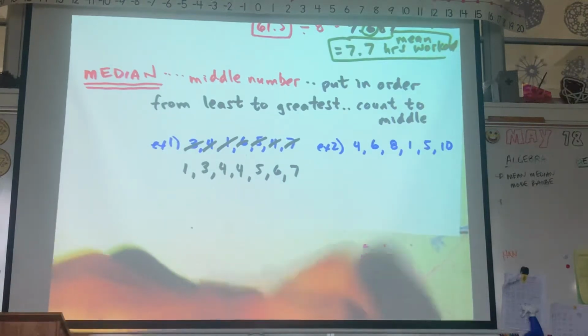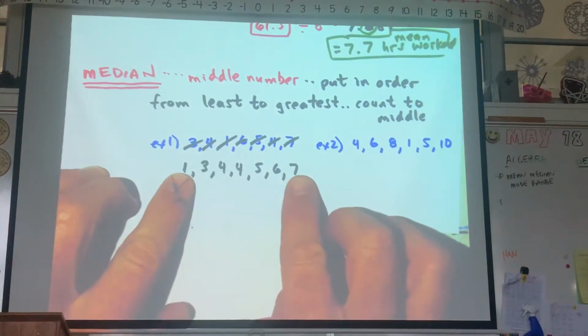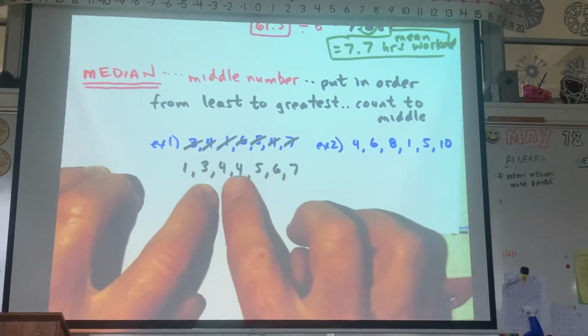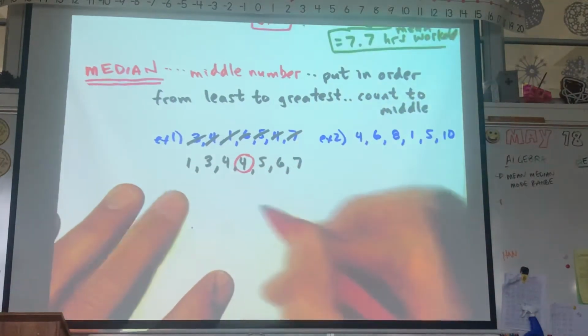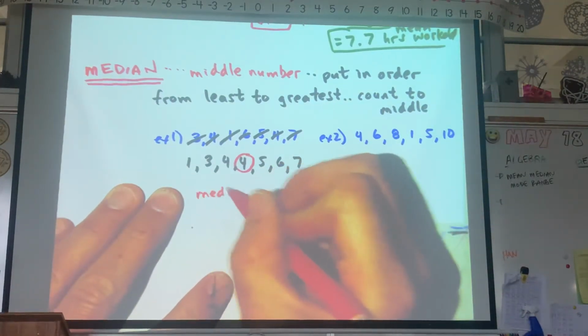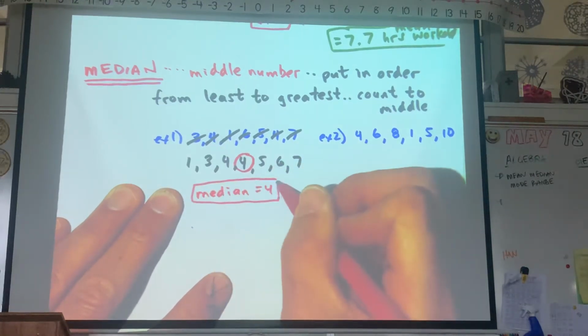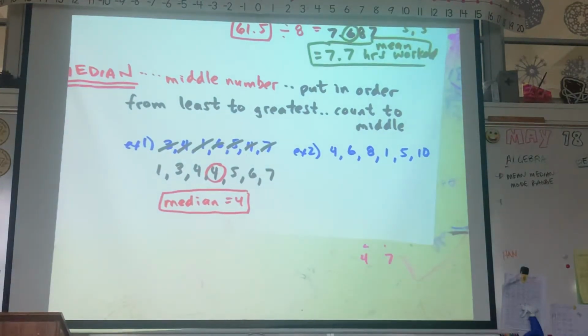All right, let's go ahead and count in on this. The middle number is, let's see, 1, 2, there it is. It's 4. There's only one middle number here, okay? If it's an odd set of numbers, it is going to be one number for your median. Watch what happens with example 2.